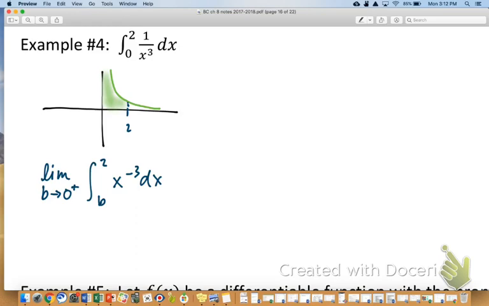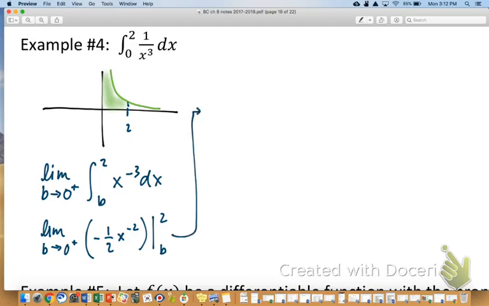Okay, so then we run through all the steps we've done before. We find our antiderivative. So it would be negative 1/2 x to the negative 2, evaluated from b to 2. And then I go with all the same kind of steps that we've always done. I'll plug in the 2. What's negative 1/2 times 2 to the negative 2? Negative 1/2 times 1/4. Yep, so negative 1/8. Okay, so negative 1/8 minus negative 1/2 b to the negative 2.